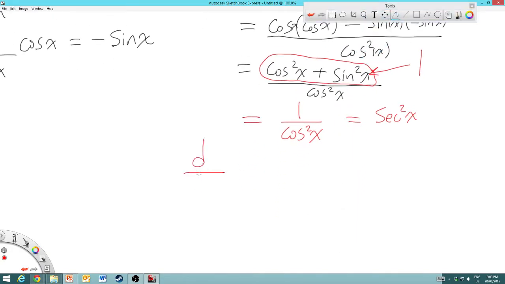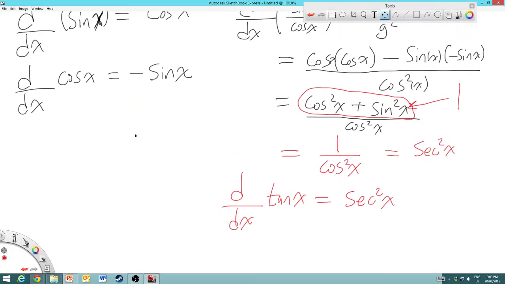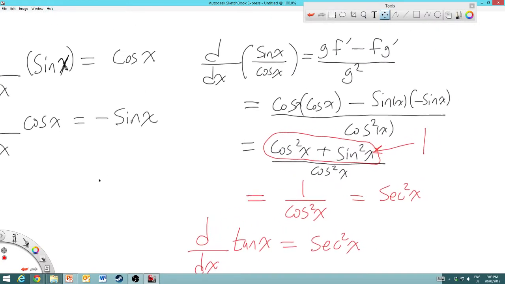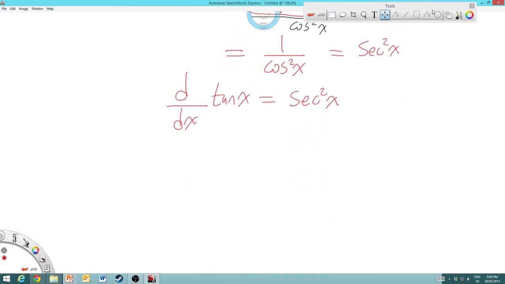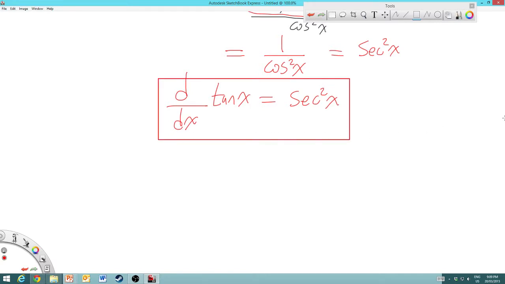So d by dx of tangent x is really just secant squared x, as shown by combining the derivatives of sine and cosine with quotient rule. There you go. Now we have the derivatives of all three primary trig functions, or trig ratios.